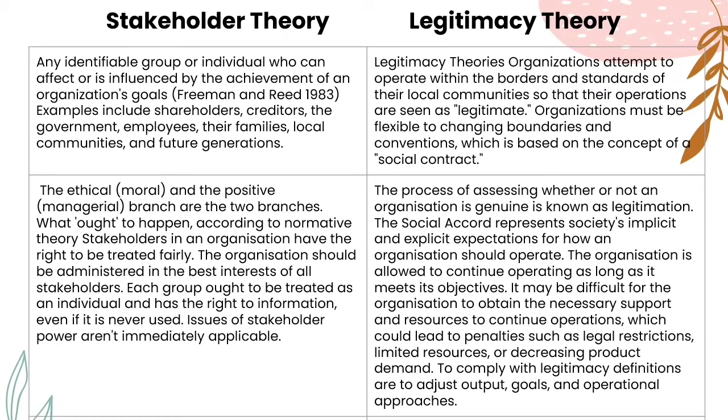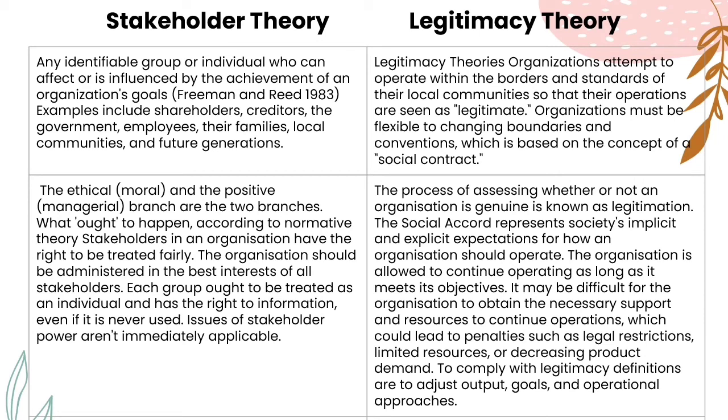Under stakeholder theory, the ethical (moral) and the positive managerial branch are the two main branches. According to normative theory, stakeholders in an organization have the right to be treated fairly. The organization should be administered in the best interest of all stakeholders. Each group ought to be treated as an individual and has the right to information even if it's never used.